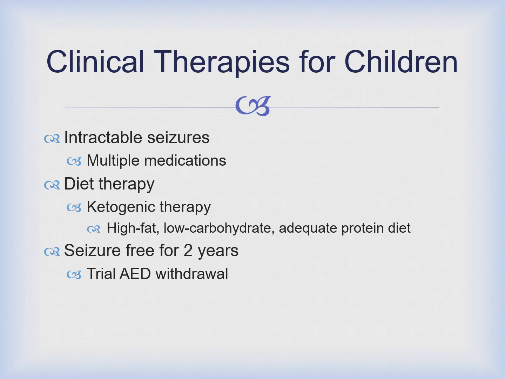But with kids that have intractable seizures and we can't get them under control, then they may be on multiple medications. There's also a diet that children can do for new epileptics. It's called ketogenic therapy. And basically it's high fat, low carb, with normal protein levels. And what they do is put the child on a 24-hour fast to start with, and that puts the body in a state of ketosis because the body starts to break down fats and it gives off ketones when it does that.